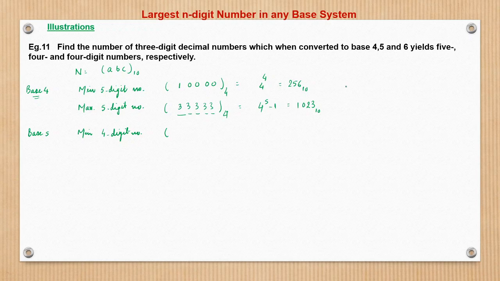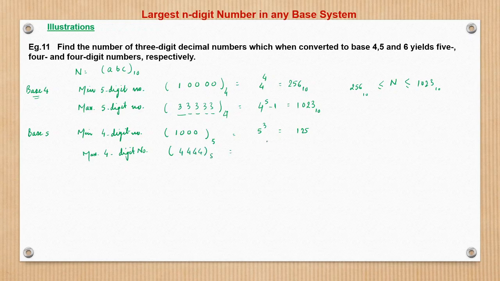So here what did we get? That n would be between these two numbers, 256 and 1023 in base 10, right? Now here minimum 4 digit number in base 5 is given by 1000, which is nothing but 5 raised to power 3, which is 125, and maximum 4 digit number in base 5 is 4 4 4 4 in base 5.